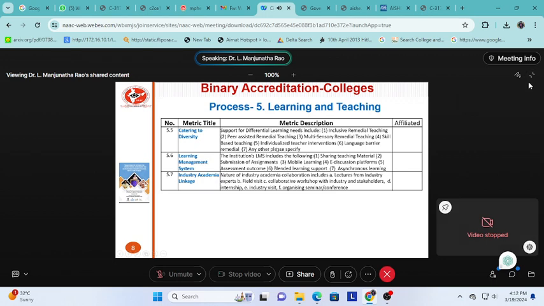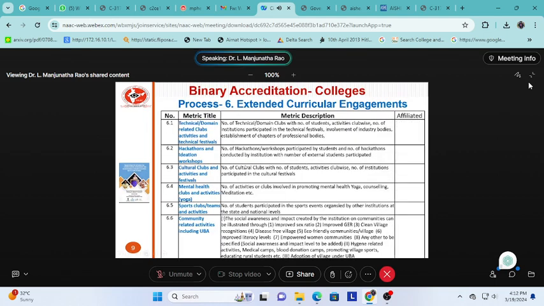Nature of industry-academia collaboration includes lectures from industry experts, that is inviting industry experts to give lectures to the students and faculty. Field visits, collaborative workshops with industry and stakeholders, internships, industrial visits, organizing seminars and conferences. Again, these are process-oriented metrics: extended curricular engagements. These are very important metrics for the overall student development.